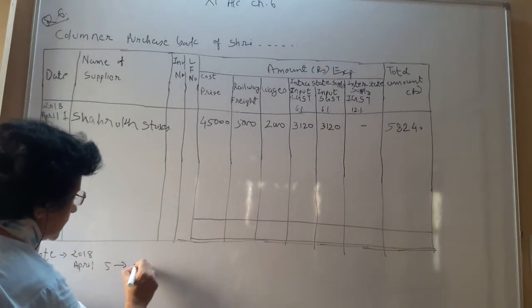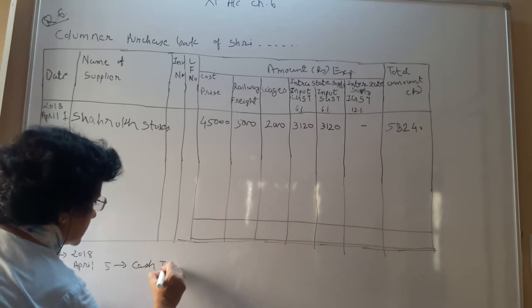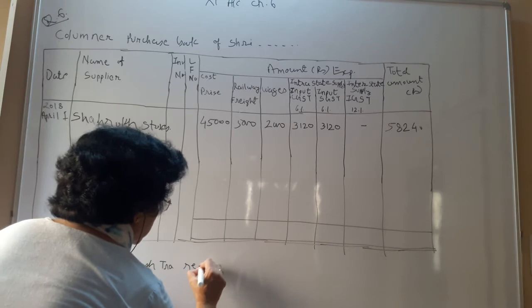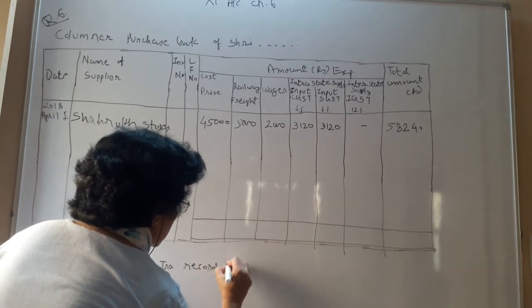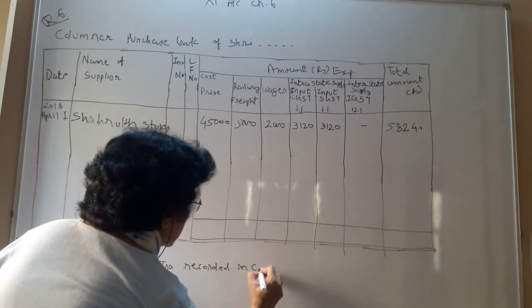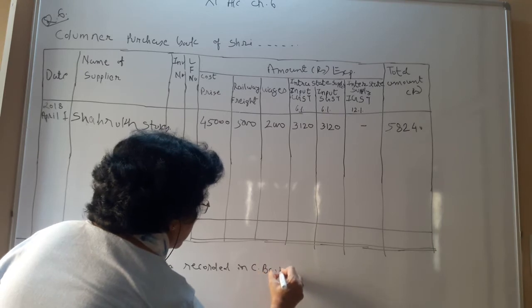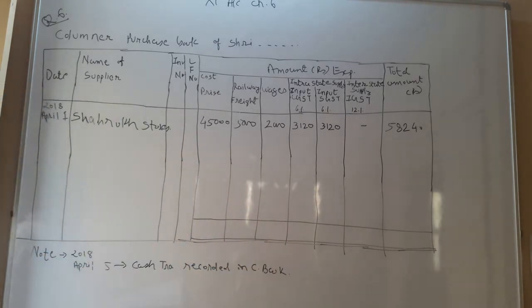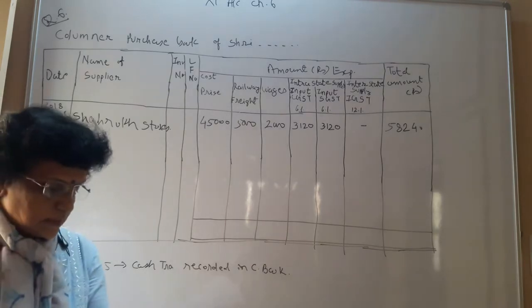A note is to be written that the cash transaction is recorded in the cash book, so it won't be entered in this book. Let us see the next transaction.